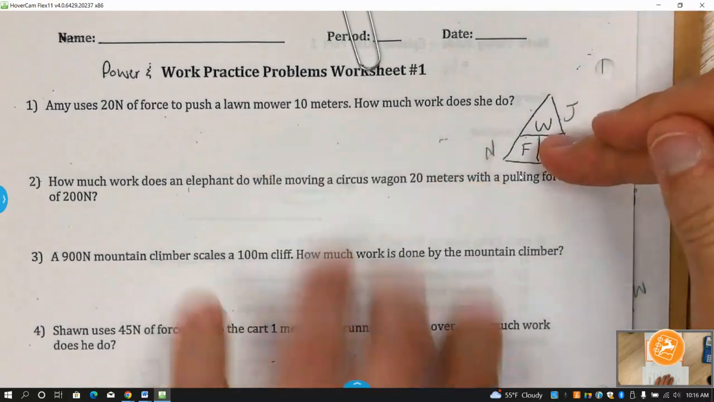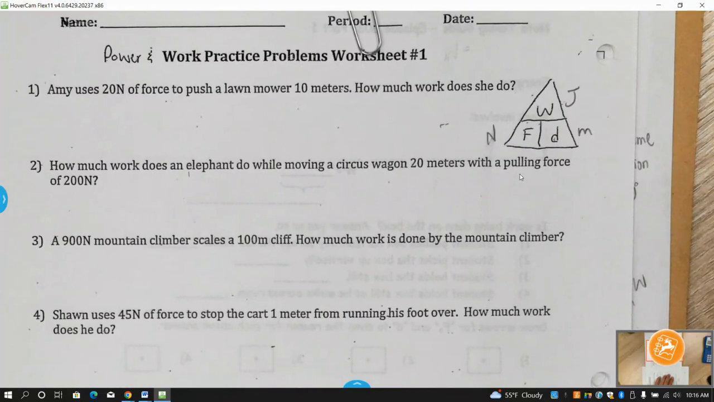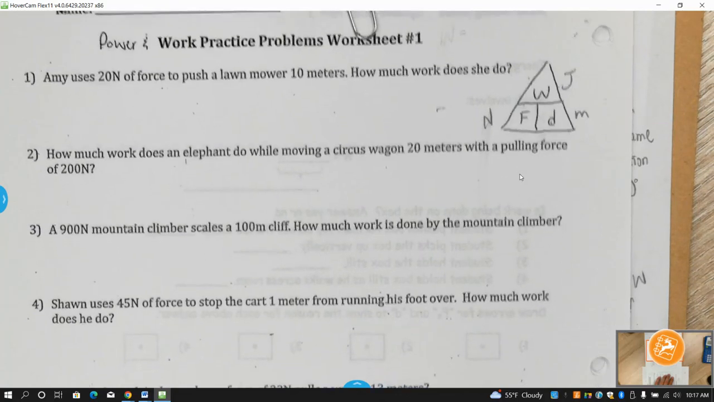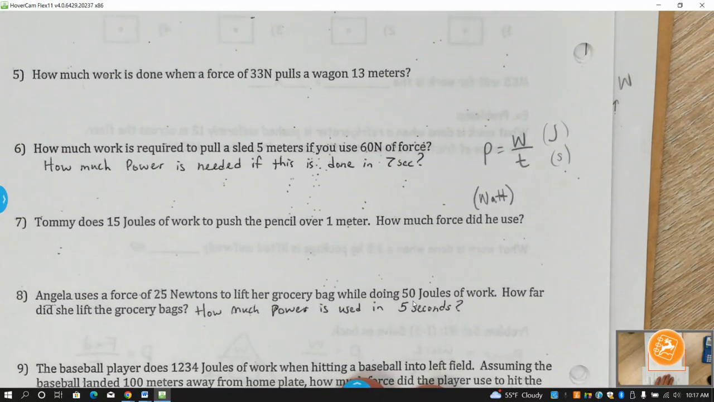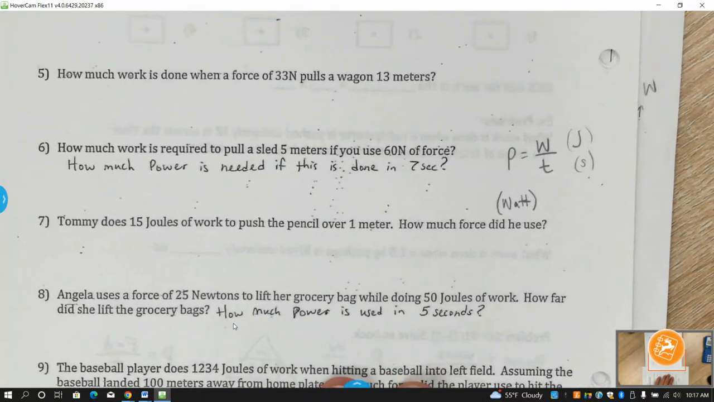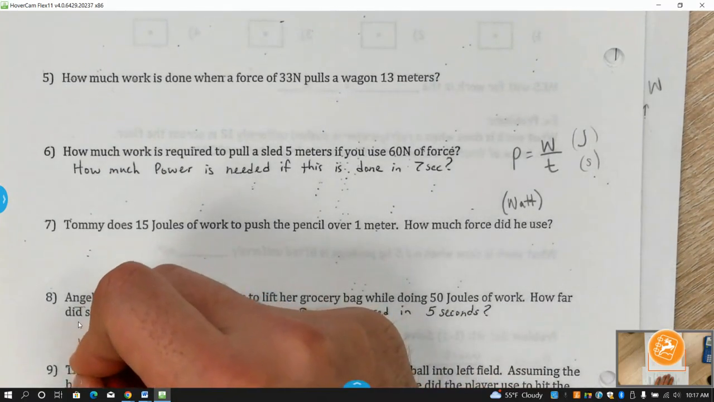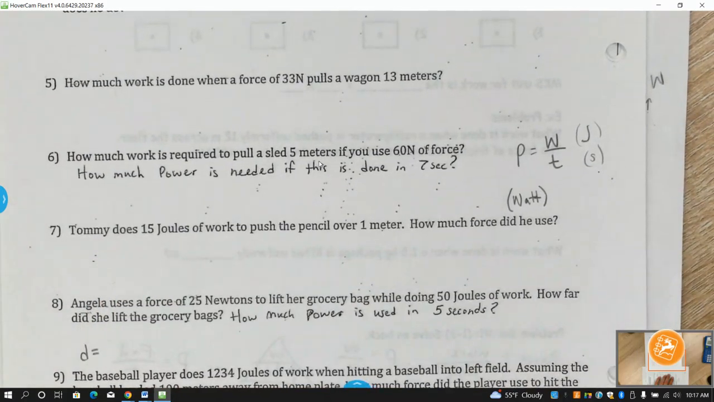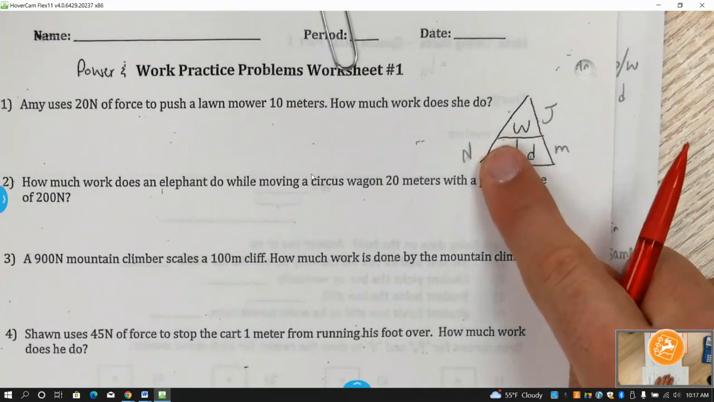Okay, using this equation and the power equations, you're going to want to find work first, and then you can find power. Now, in number 8, they actually give you work. So like 50 joules over 5 seconds will be your power. But depending on what they're asking, they give you newtons, which is F, joules, which is W, and how far. In this one, they're looking for D. So if you use the triangle at the top, the distance is going to equal work divided by the force.